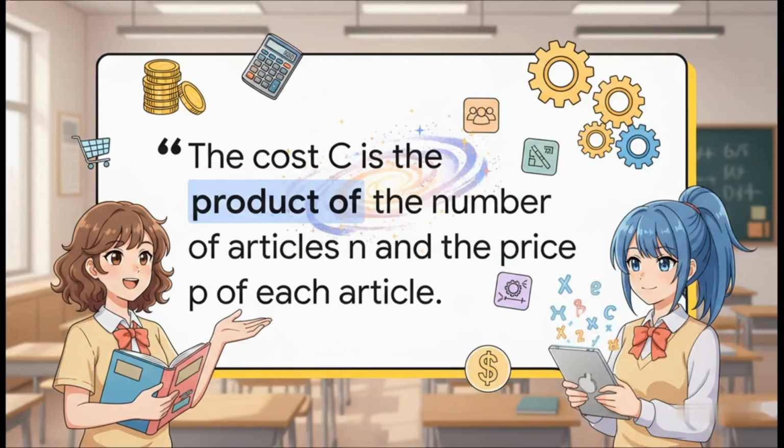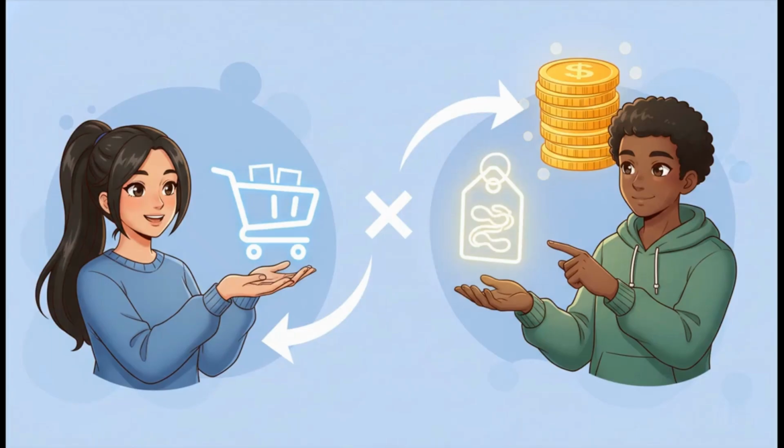Okay, next up. Our variables are C for cost, N for the number of things you're buying, and P for the price. This time, the really important keyword is the product of. What does that tell us to do? Exactly. Product just means multiplication. So the cost, C, is simply the number of items, N, times the price, P. C equals NP. Are you starting to feel the pattern here? The words themselves are the blueprint.